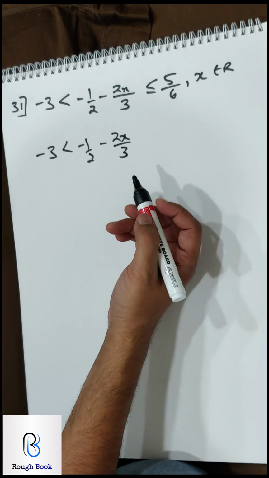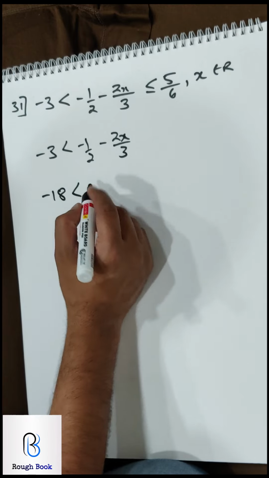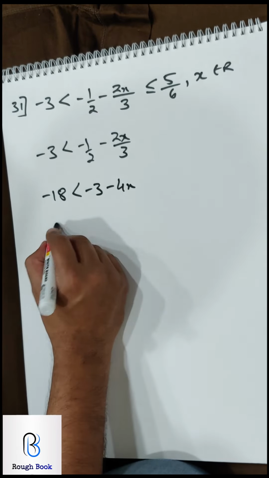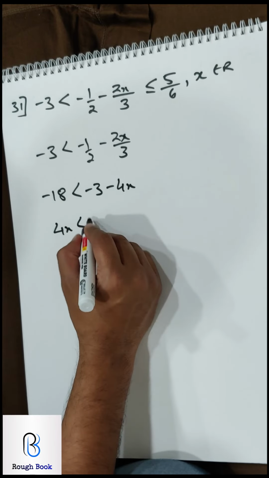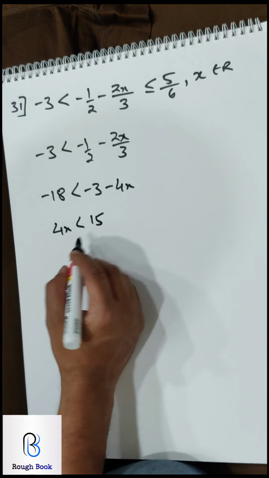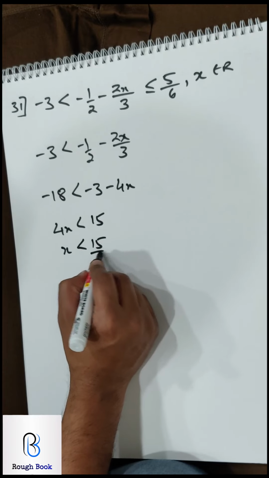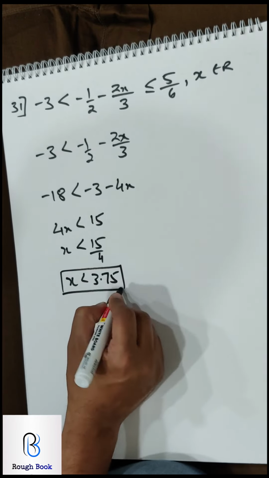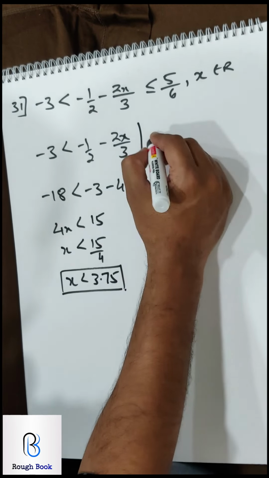So here we are multiplying by 6. So minus 18, minus 3, minus 4x. So 4x less than 15. So x will be 15 by 4, that will be 3.75. I hope many of you all got this before me. Second part.